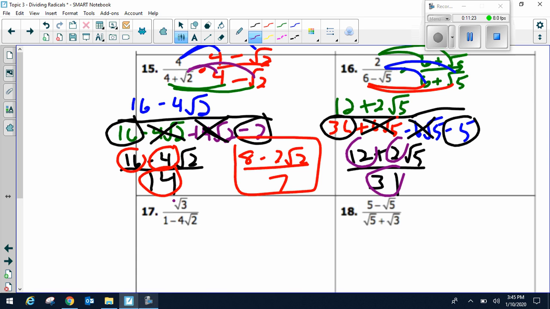Okay, and then we're not going to do these two on the bottom. That should be enough information for you to do these problems.